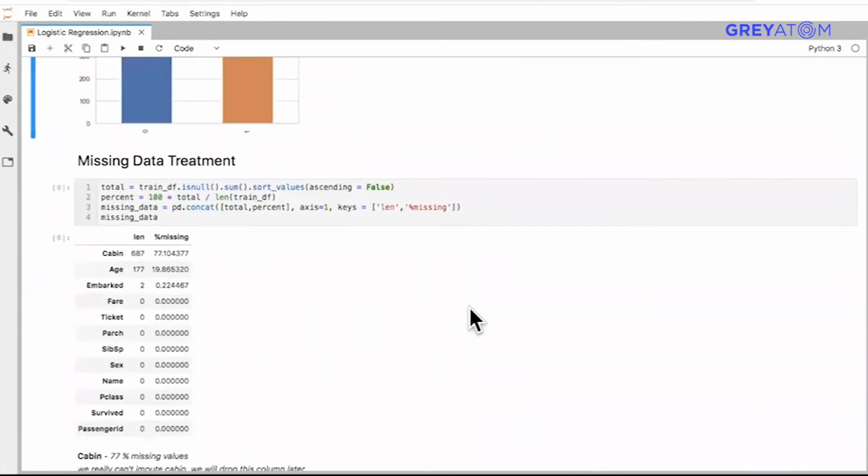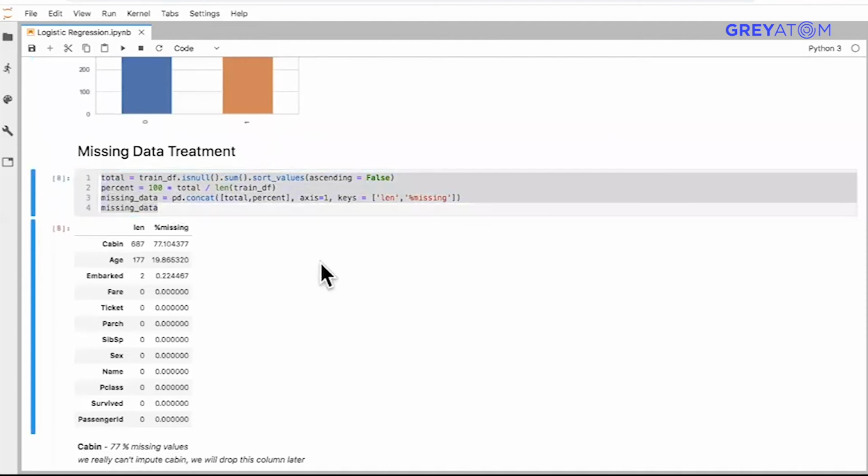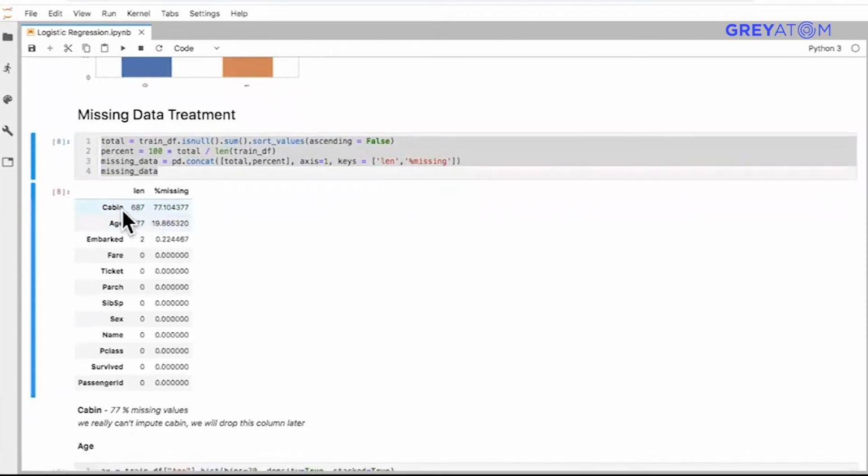So after doing preliminary statistics, let's move forward and look at the missing data part. It's a very simple thing. I'm just using the isnull sum function to denote the missing data here, and it's showing me in every variable what percentage of data is missing.